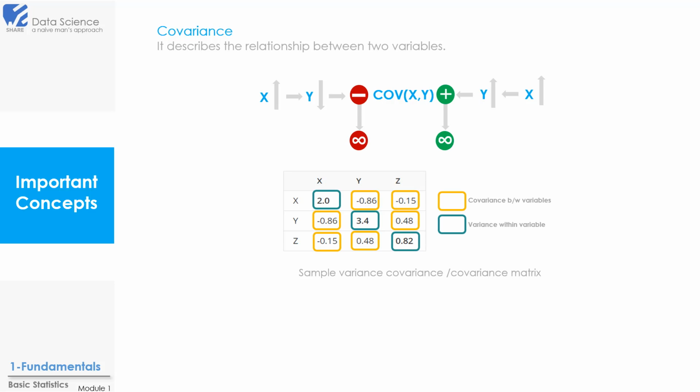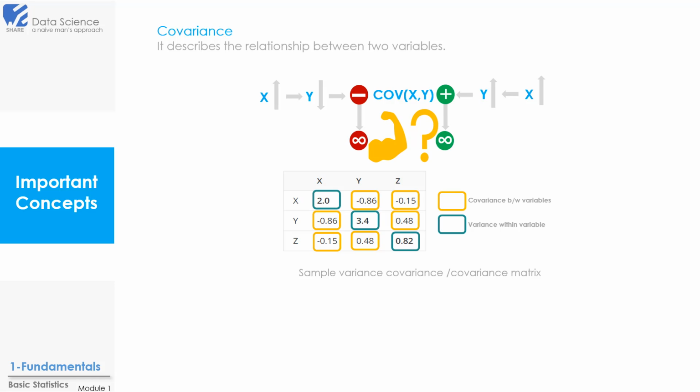After that, we have something called covariance matrix. Covariance matrix gives us the information about covariance between the variables, which is shown by orange rectangular boxes. These are the values for covariance between the variables, and the values shown by the green boxes is the covariance within the variable. So this entire matrix is called the covariance matrix.